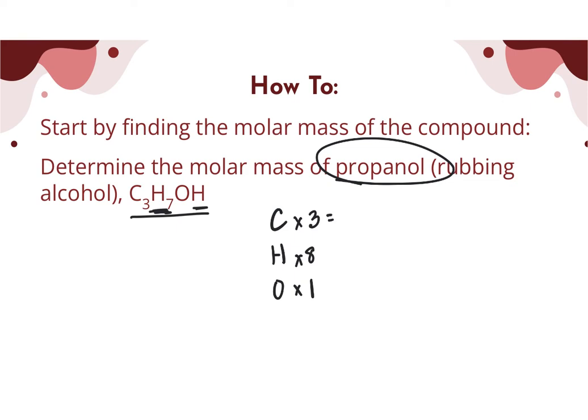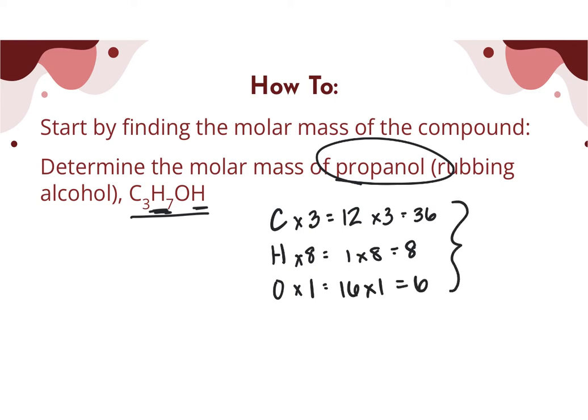So I'm going to add this up doing molar mass just like I would do before. So 12 times 3 is 36, 1 times 8 is 8, and then 16 times 1 is 16. So altogether, the molar mass of propanol is 60.033 grams per 1 mole. Perfect. So we know how to do that. So how do we actually use this then to find percent composition?